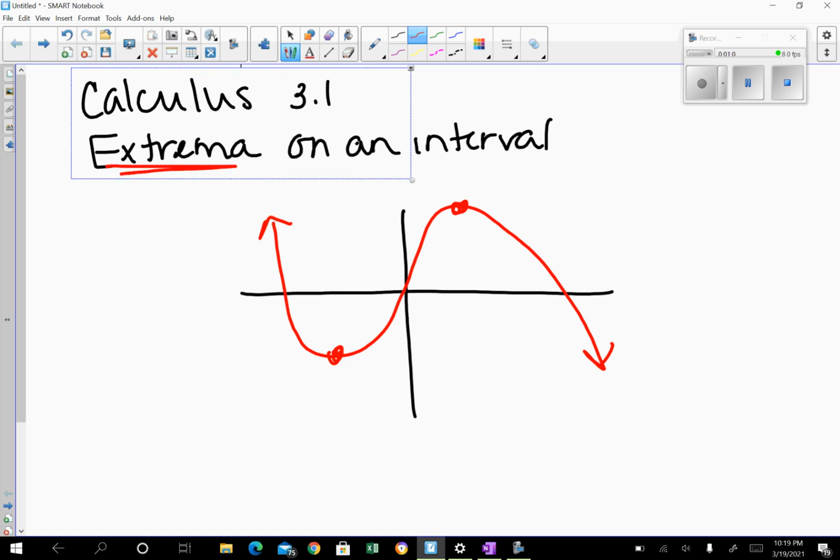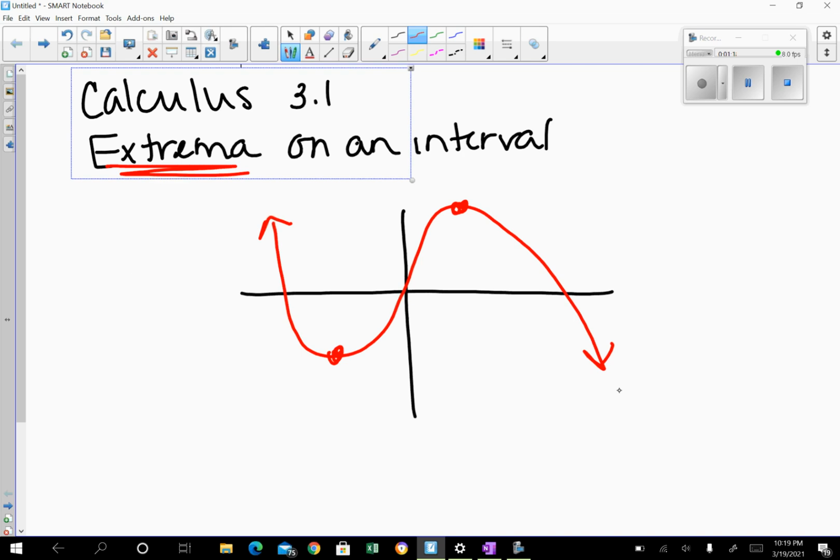So extrema is just high points and low points. So if we said, what's the maximum of this graph? There is none, because it goes to infinity. What's the minimum on this graph? There isn't one, because it goes to negative infinity.